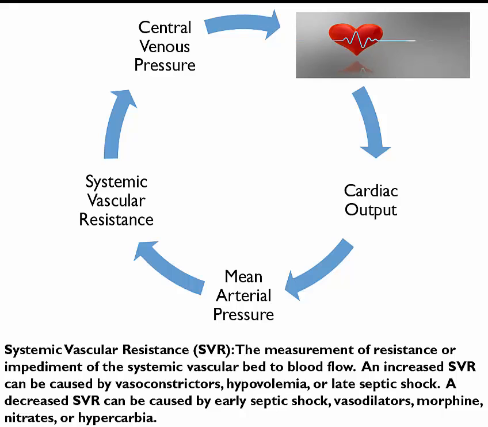Systemic vascular resistance is the measurement of resistance or impediment of the systemic vascular bed to blood flow. An increased systemic vascular resistance can be caused by vasoconstrictors, hypovolemia, or late septic shock. A decreased systemic vascular resistance can be caused by early septic shock, vasodilators, morphine, nitrates, or hypercarbia.